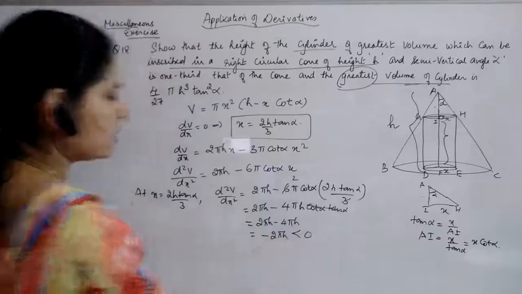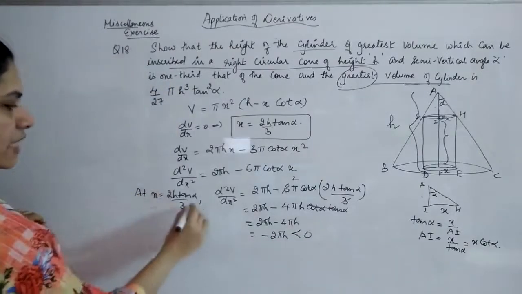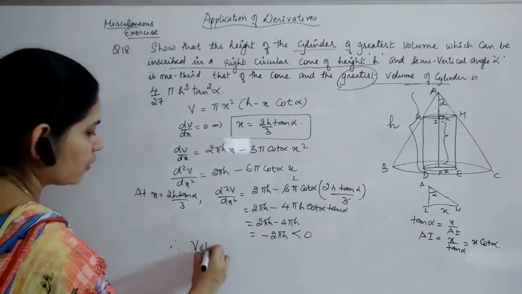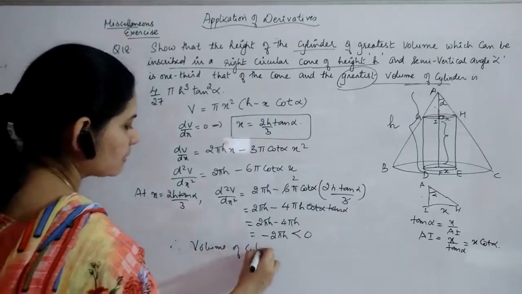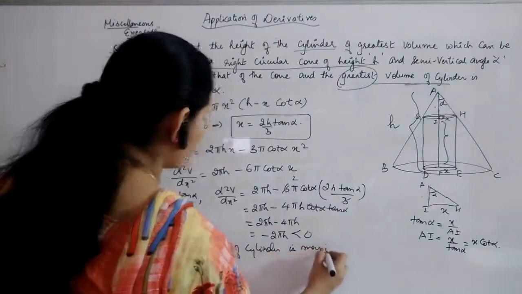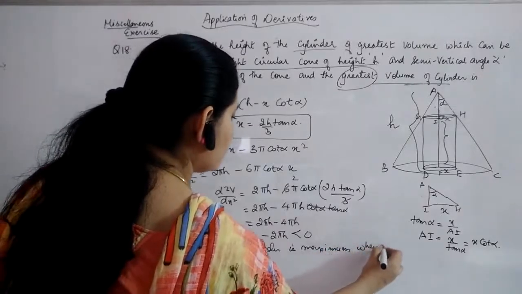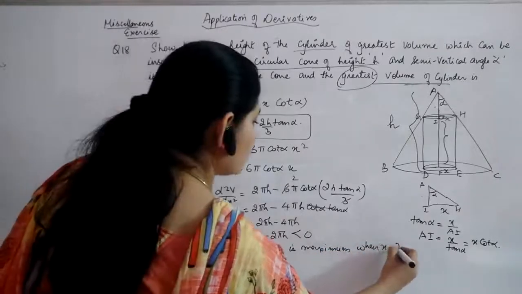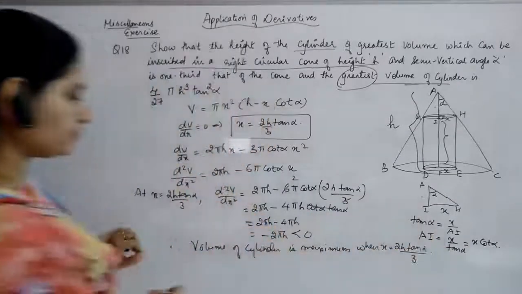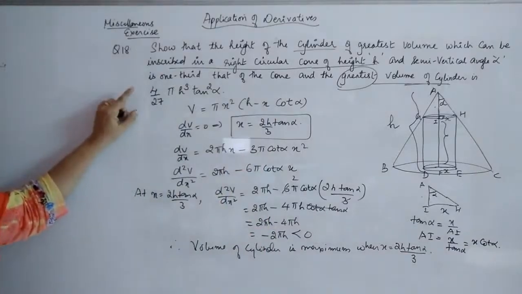So you are getting a negative quantity for the second derivative. Therefore, this value will give you the maximum volume. V is maximum, or the volume of the cylinder is maximum. This is a point of maxima. So it will give you the maximum volume when x is equal to 2h tan alpha by 3. Now you have to find out what that maximum volume is also.